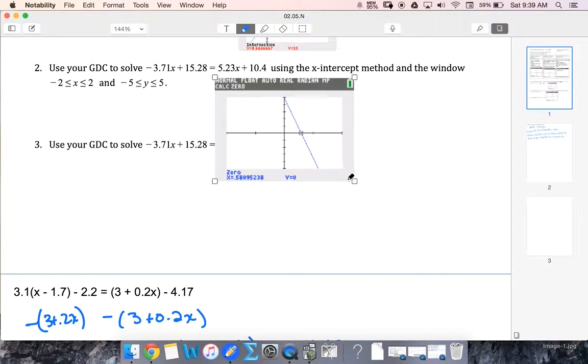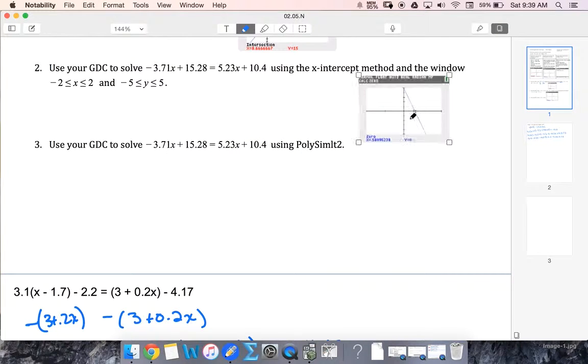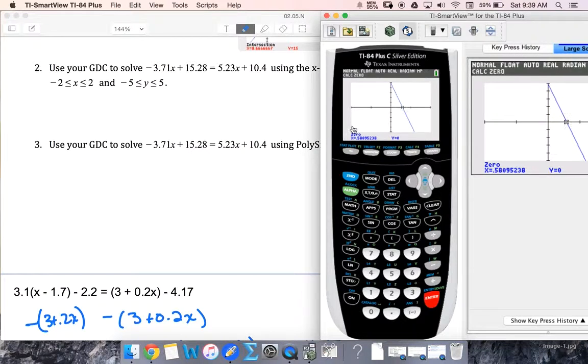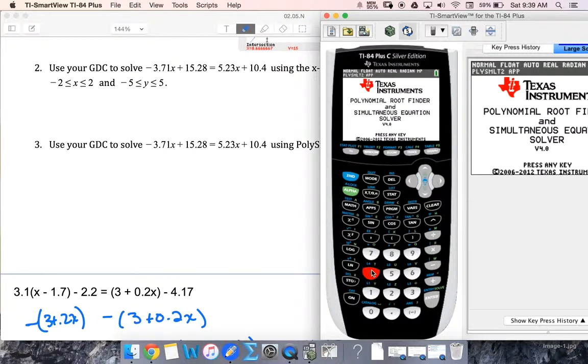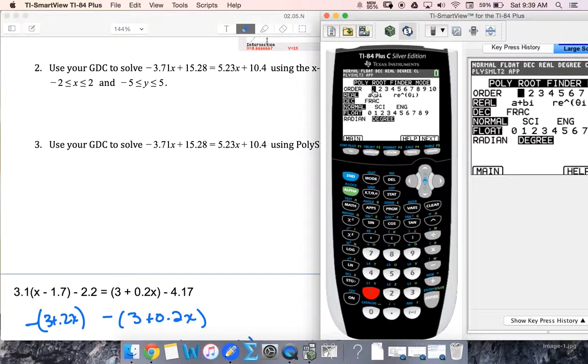All right. So let's go back and now test that with PolySimult. I should get the same answer. Let's make it bigger. So I'm going to do the same thing. Remember, with PolySimult, I also have to make it equal to 0. And this time I'm going to collect all my like terms. So apps, for me it's number 4. Any key, polynomial root finder, first order, I'm going to leave it with decimals, that's fine.